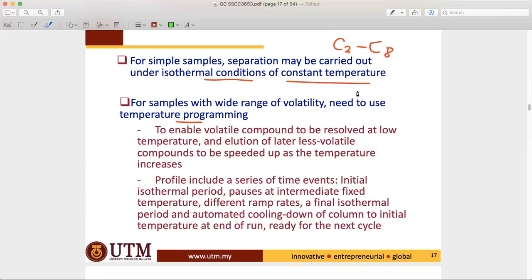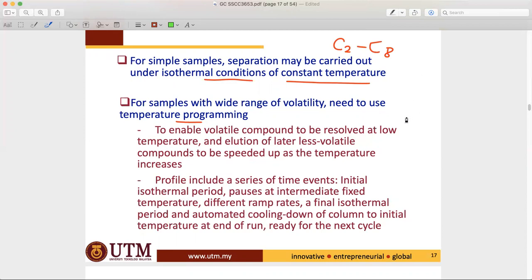For samples with wide range of volatility, you need to use temperature programming. You need to set out your program. Okay. So to enable volatile compounds to be resolved at low temperature, an elution of later less volatile compounds to be speeded up as the temperature increases. So, how are we going to understand how temperature programming works?